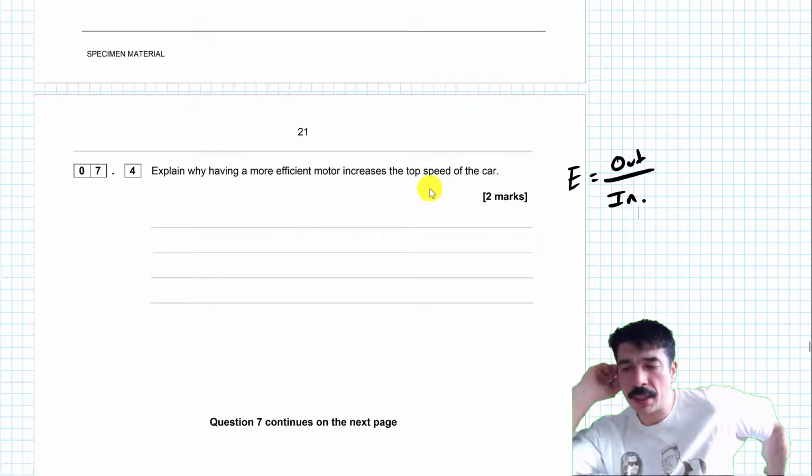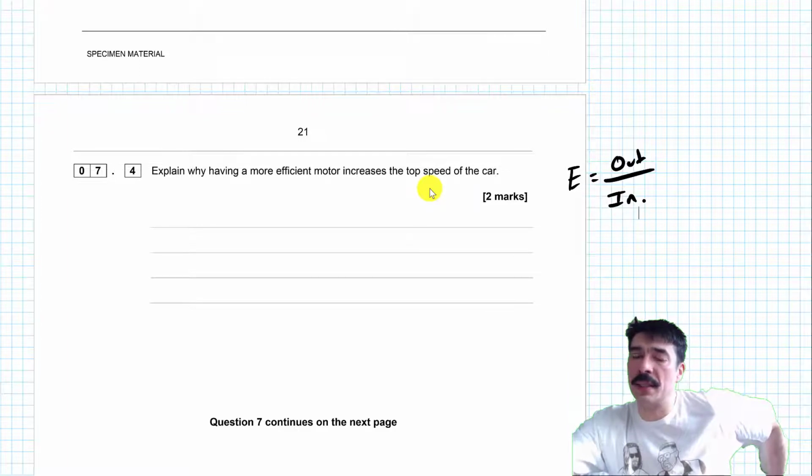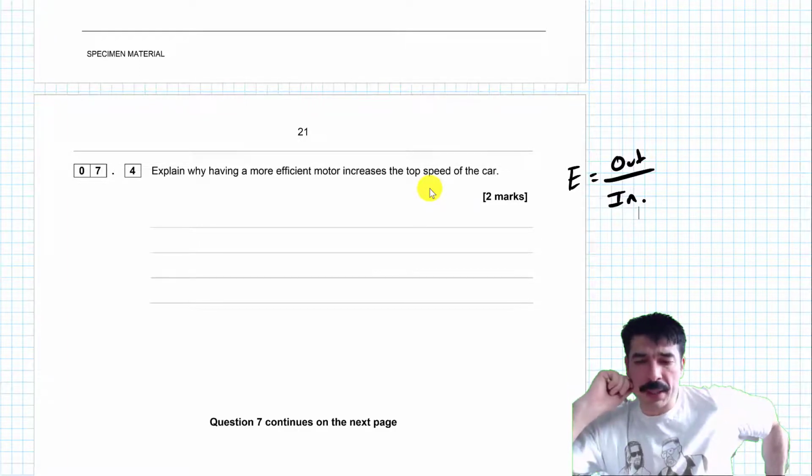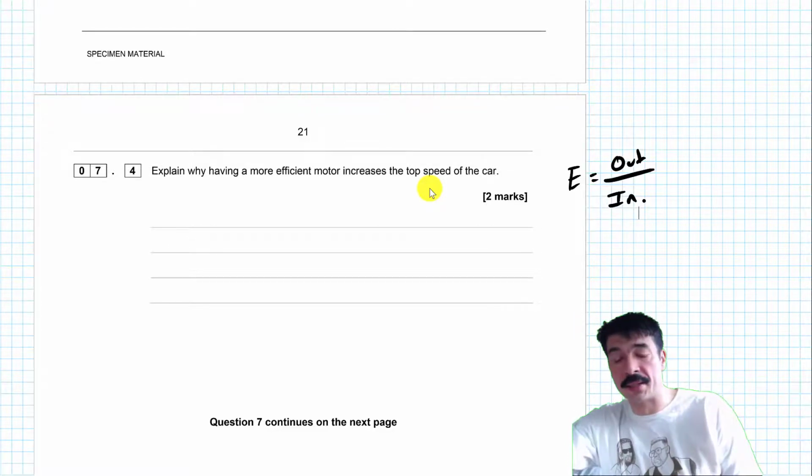The more energy that gets converted from chemical to kinetic, the faster the car's going to go. So that's really what we need to get across. Energy is not being converted into heat; it's being converted into kinetic energy instead.